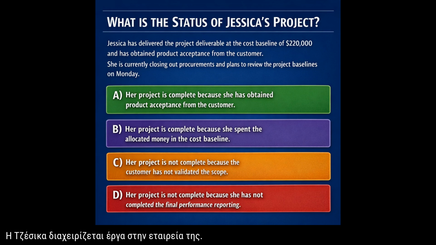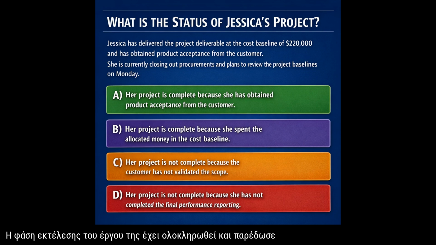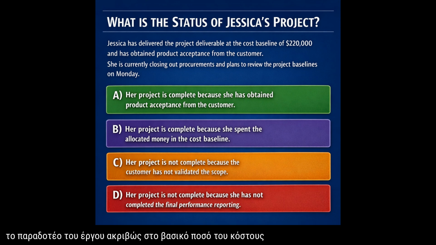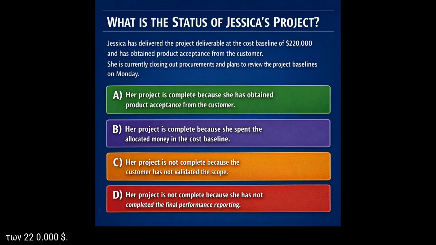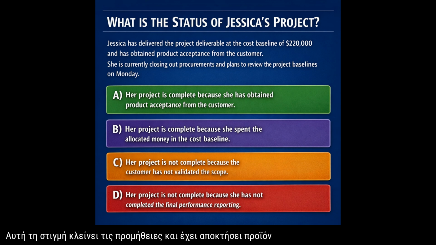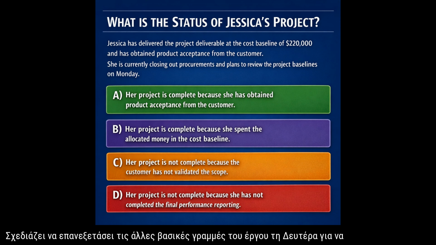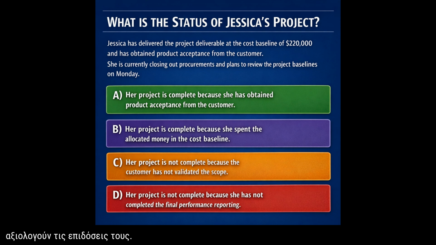Jessica is managing Project So at her firm. The execution phase of her project is complete, and she delivered the project deliverable at exactly the cost baseline amount of $220,000. She is currently closing out procurements and has obtained product acceptance from the customer. She plans to review the other project baselines on Monday to evaluate their performances.